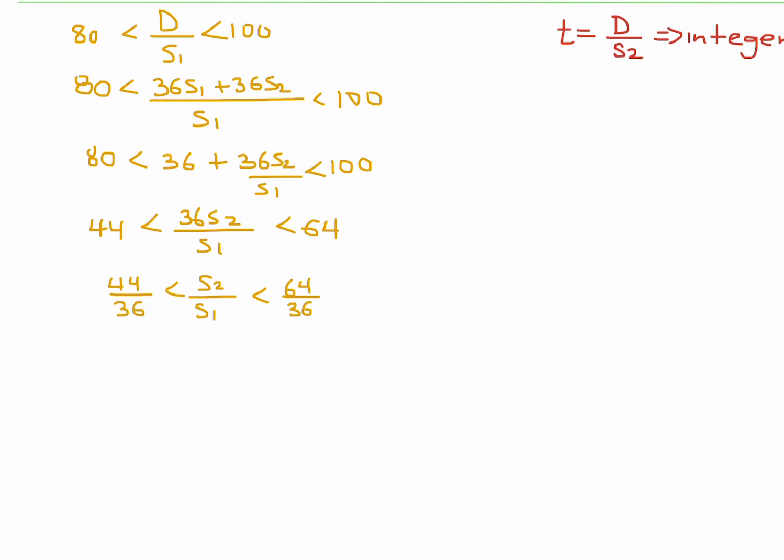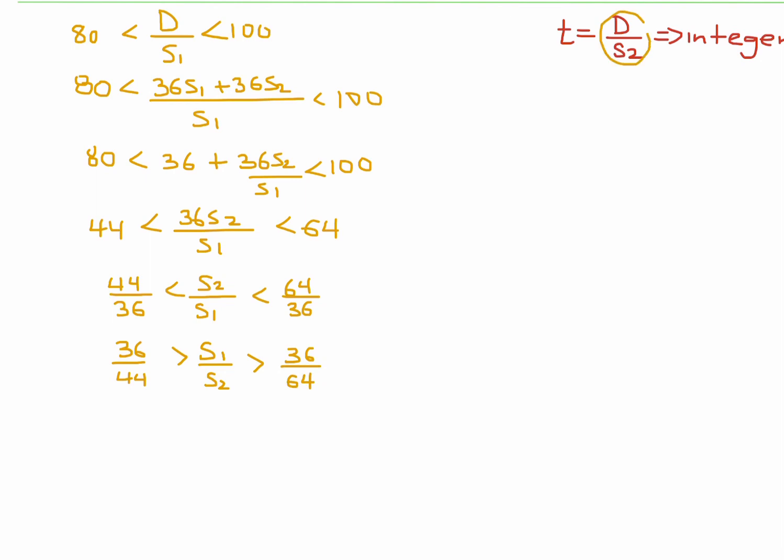So no tricks, just basic algebra. Now at this point, I want to get it to look something like t. It looks sort of like that, but not quite, so I've got to make it like that. The first thing I have to do is flip it, because S2 is on the bottom here. If I flip it, it becomes S1 over S2, and these signs also flip. So this becomes 36 over 44, and this becomes 36 over 64.